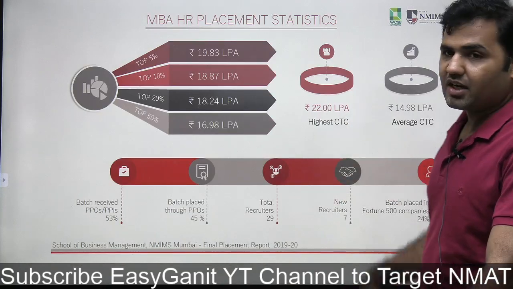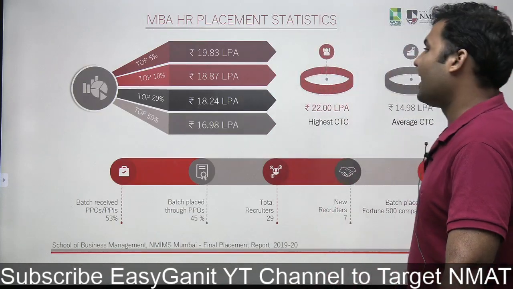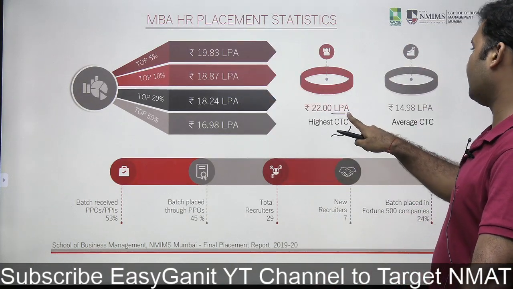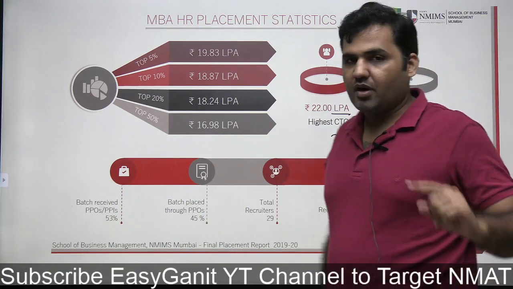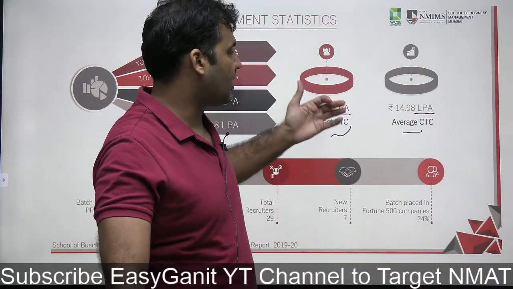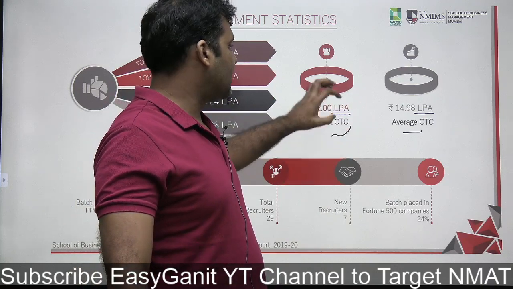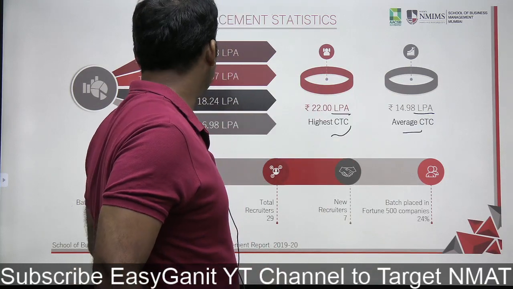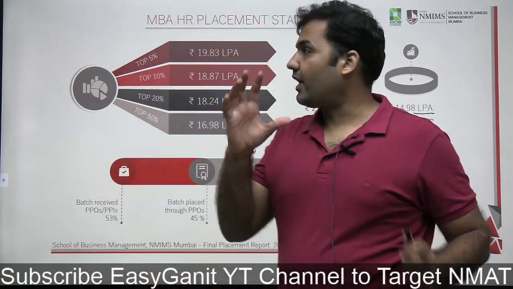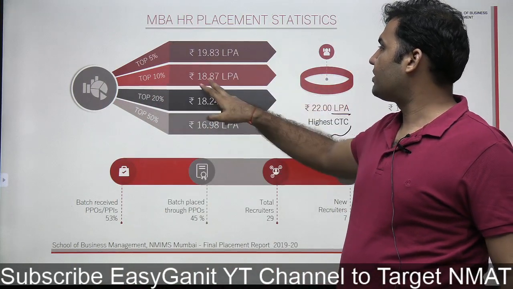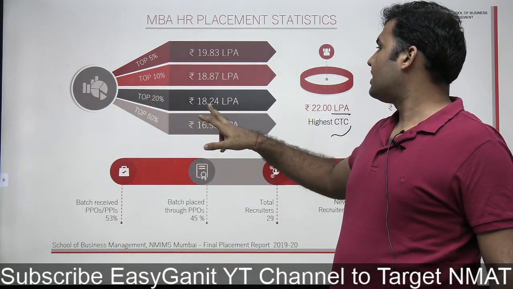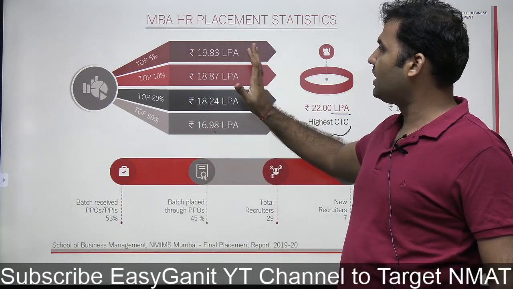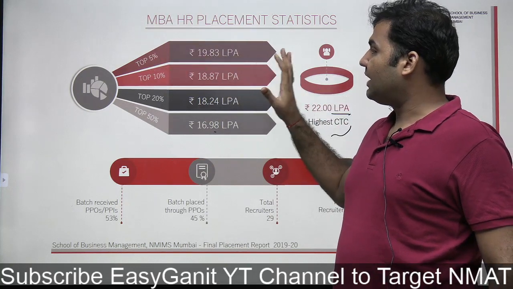Okay, if you look at the HR placement, students who are opting for HR in MBA, the placement is again very, very good here, right? Highest CTC is 22 lakh per annum. Average is 14.98. If you compare it with the general management, marketing, finance programs, it is less, yes, but it's not bad. If you are in the top 5% of the batch, 19.83; top 10%, 18.87; top 20%, 18.24; top 50%, 16.98. So, compared to the general management programs, HR placements are less.